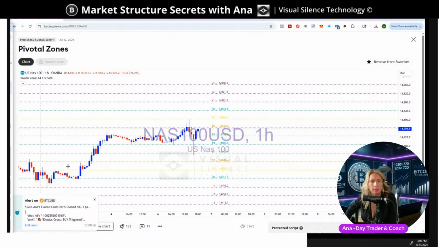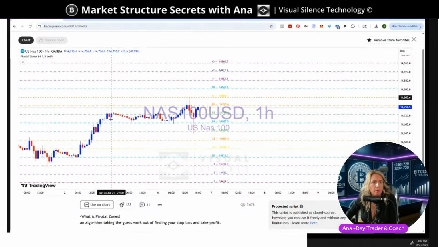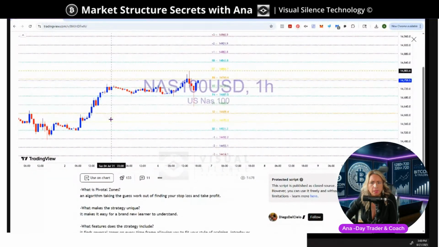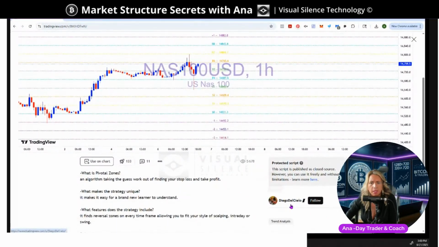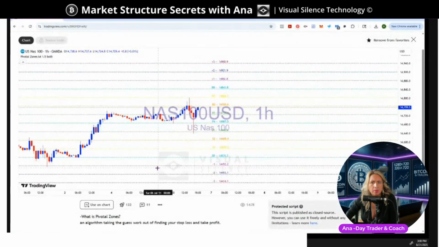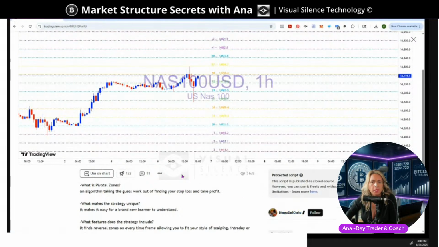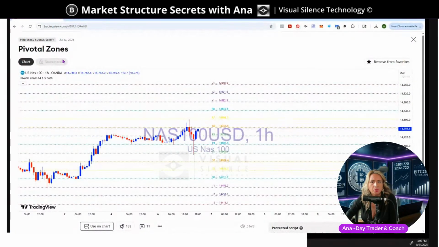Okay, here is the pivotal zones. Okay, and it is by this gentleman, him. Okay, that's it. So it's by this guy, and it's pivotal zones. Okay. All right, cool.